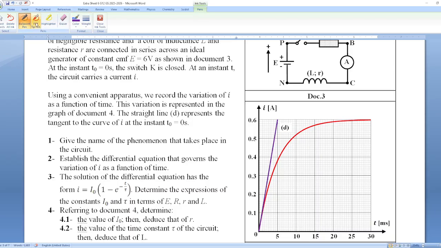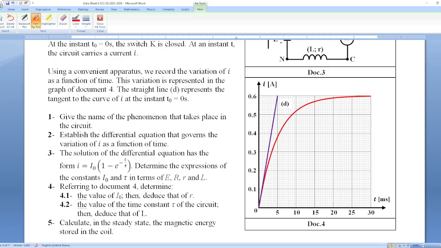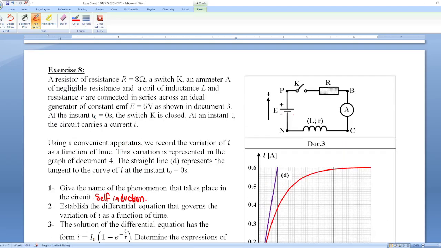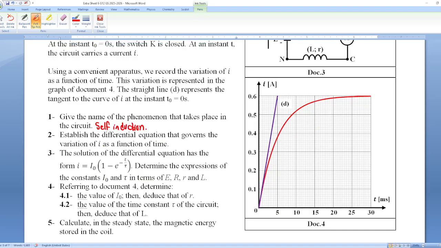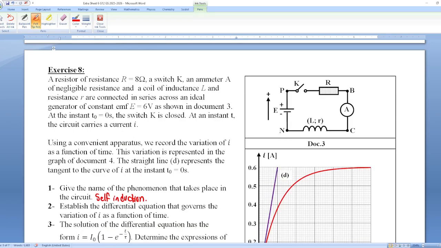1. Give the name of the phenomenon that takes place in the circuit. Surely self-induction. We have a circuit or a coil crossed by a time varying current, a variable current, meaning the flux is variable, so we have generation of self-induced EMF. 2. Establish the differential equation that governs the variation of I as a function of time.